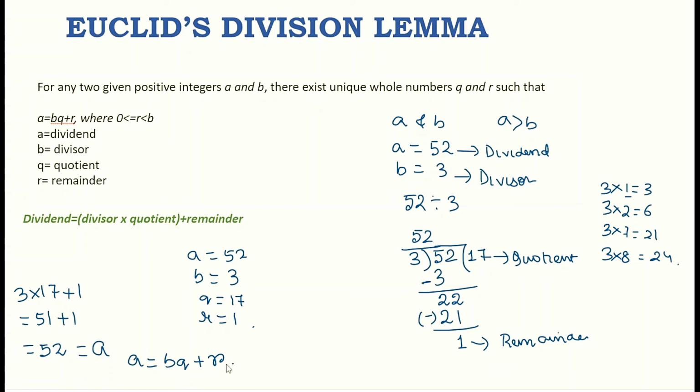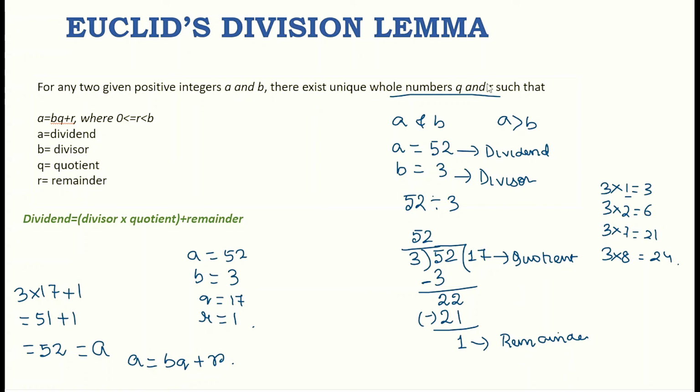Now there are two things that have to be taken care of. In the statement it is already given that there exist unique whole numbers q and r. Unique whole numbers q and r, what does that mean? That the value of the quotient and the value of the remainder should be different. Over here you are getting 17 as the quotient and 1 as the remainder, so obviously both of them are different numbers. Hence we can say that there exist two unique whole numbers q and r. 17 is a whole number, and 1 is also a whole number.